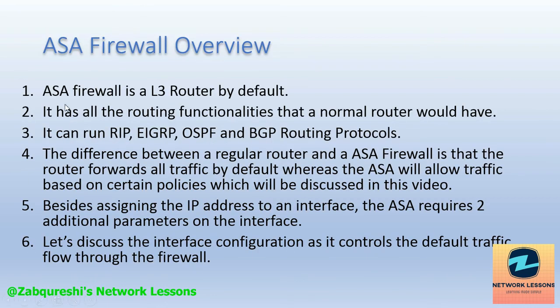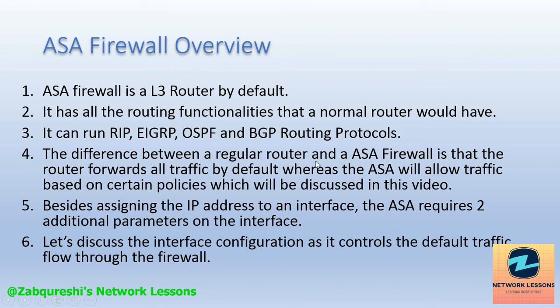Okay, that's what I was saying. The ASA firewall is an L3 router by default. It has all the routing functionalities that a normal router would have. It can run RIP, EIGRP, OSPF, and BGP routing. Apart from static routes, it can do a default route.